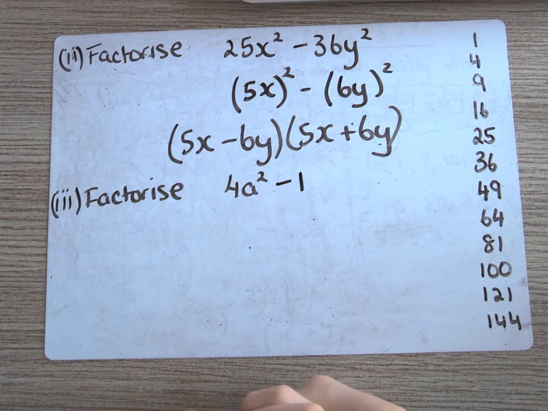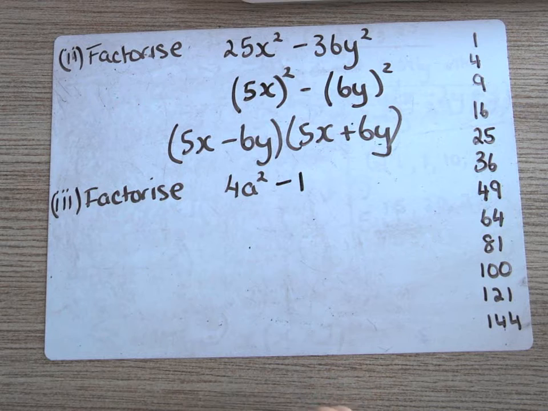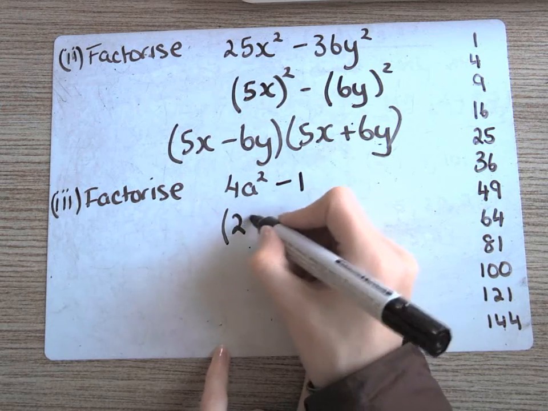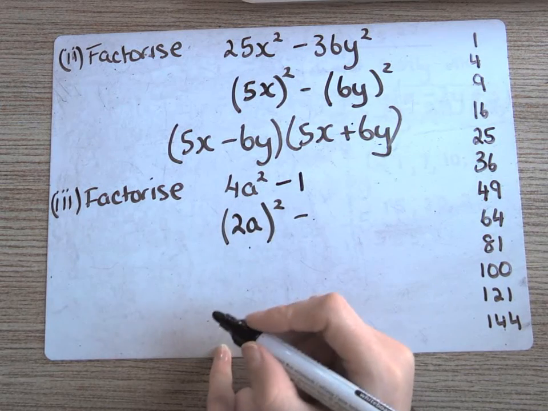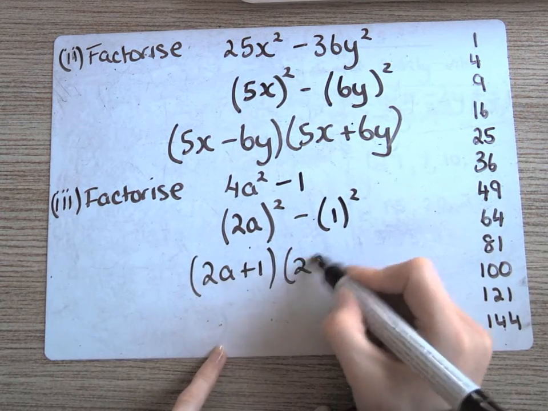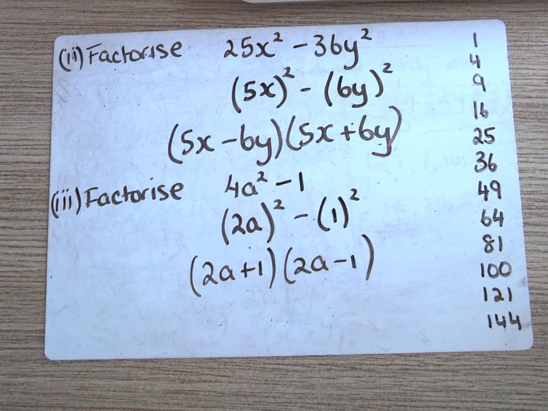4a squared minus 1. Okay, 4a squared is what to be squared? 2a to be squared. And 1 is what to be squared? 1 to be squared. Good. Open up 2 brackets. 2a plus 1, 2a minus 1. Any issues there? It's grand, isn't it? Okay, let's do a few more.